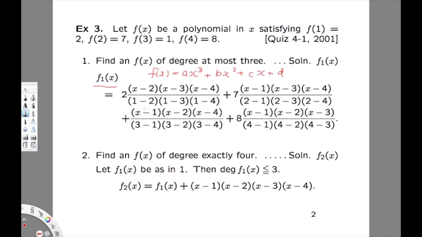Okay, so you have x minus 2, x minus 3, x minus 4 here, and in the denominator it's a little bit complicated form, but this is a number, right? So this is negative 1, this is negative 2, and this is negative 3, right? So this is very complicated, but this is a number. Okay, and also this 2 is a number. So the part involving x is only this part: x minus 2, x minus 3, x minus 4.